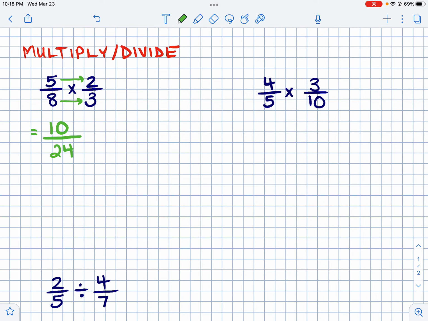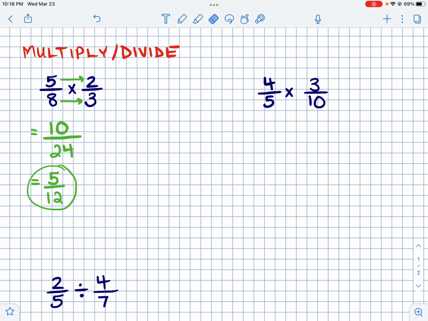Now I can see that this fraction is not in lowest terms. I'm noticing that they're both divisible by 2. So 10 divided by 2 would be 5, and 24 divided by 2 would be 12. So now my answer is in lowest terms.